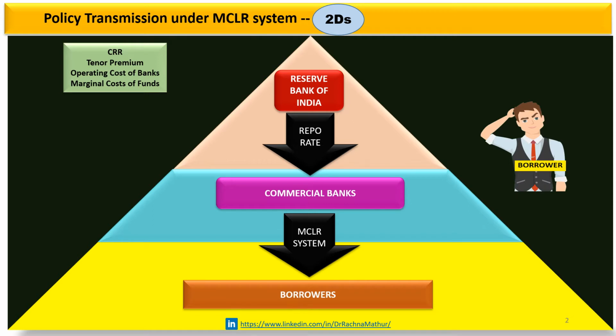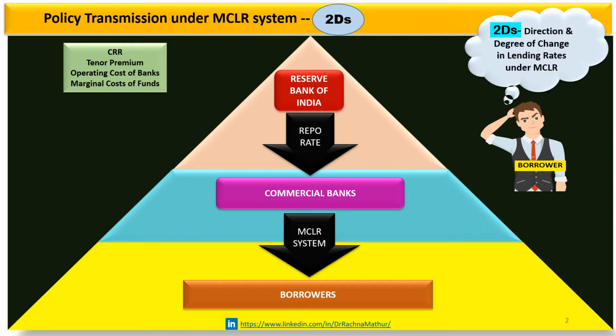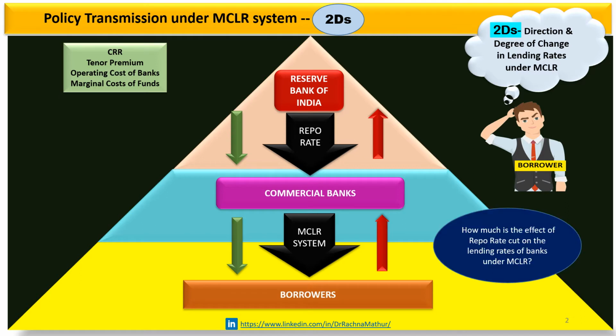If you are a borrower, before taking a loan, you must take into consideration 2D's. That is the direction and the degree of change in the lending rate under MCLR. First D, direction, talks about the change in the lending rate. Is the lending rate under MCLR decreasing with the decrease in repo rate, or is the lending rate under MCLR increasing with the increase in the repo rate? If the answer is yes, the direction of change in the MCLR is same as the change in the repo rate, then second D talks about the degree or the percentage of change in the lending rate under MCLR.